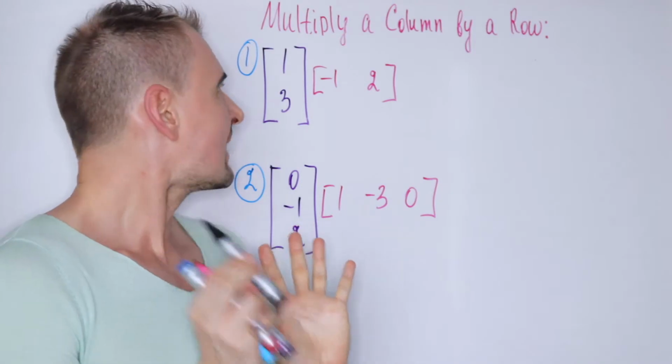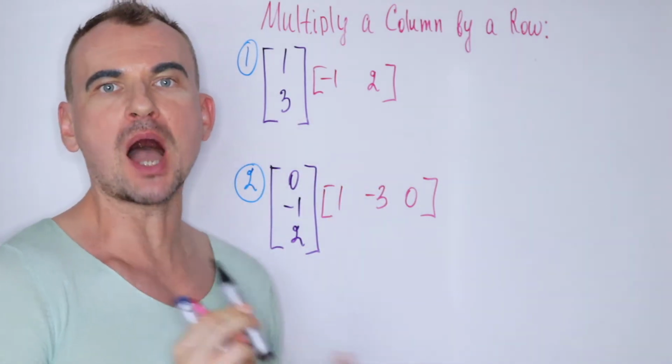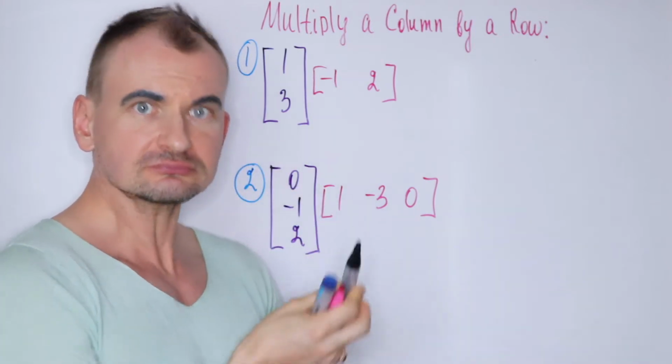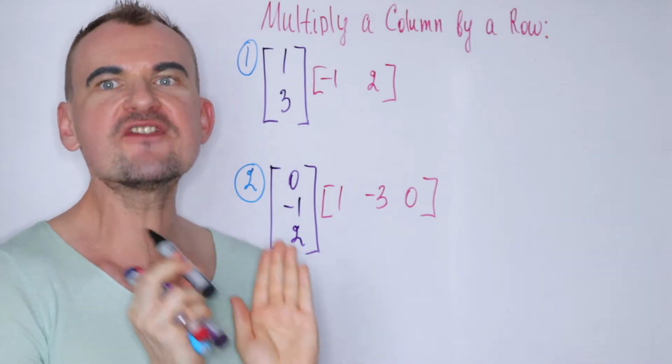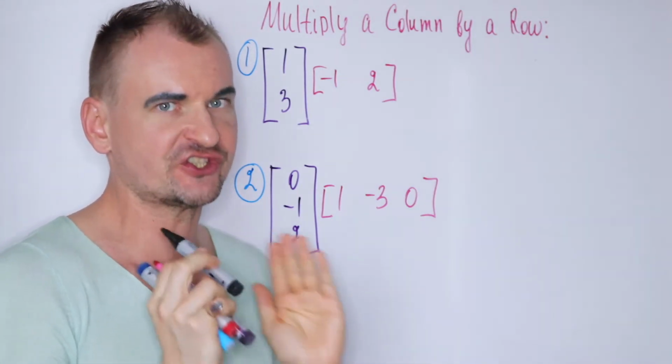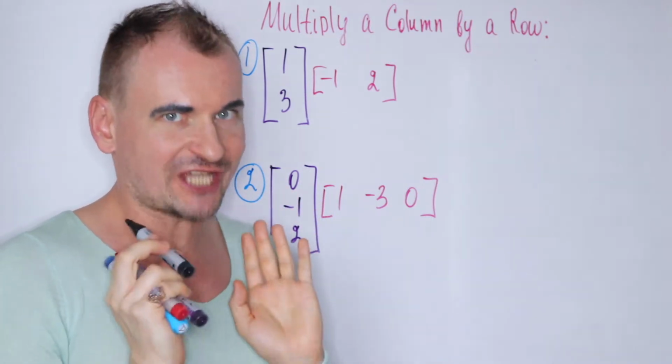Now, suppose you have been given a column and you need to multiply it by a row. A little bit different situation. First of all, check to see if we are able to perform multiplication, since, as I mentioned before, sometimes the product does not exist.